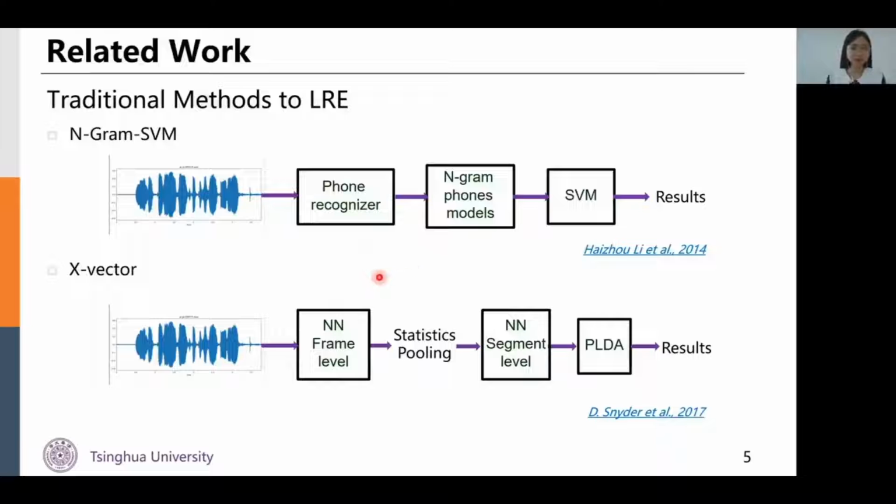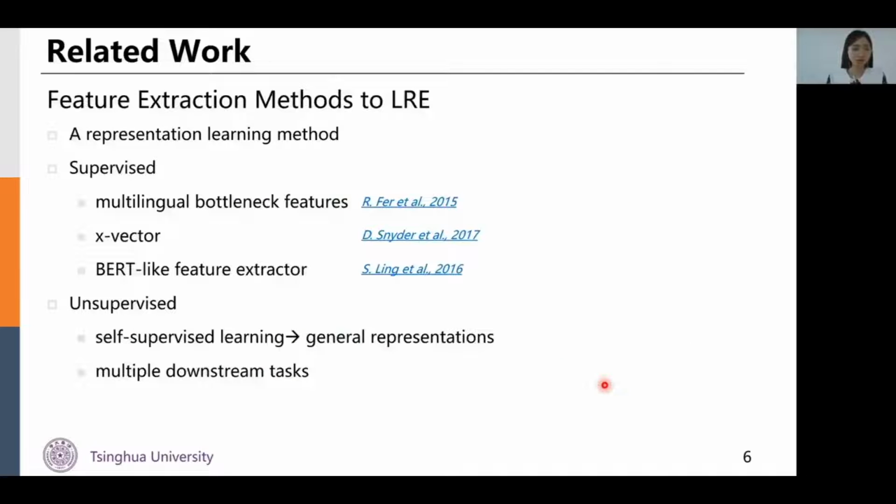The X-vector is a popular method to speech recognition as well as language recognition. It is based on two-part neural networks. The frame level and the segment level networks are connected by a statistic pooling layer. After obtaining the X-vectors, we can get the final results with PLDA, that is probabilistic linear discriminant analysis. This method usually performs better than the above one, but it still relies on large amounts of labeled data to obtain satisfactory results. We will pay attention to feature extraction-based methods.